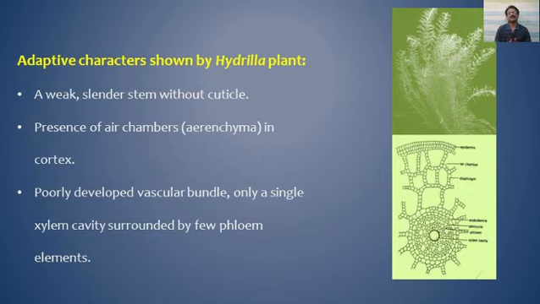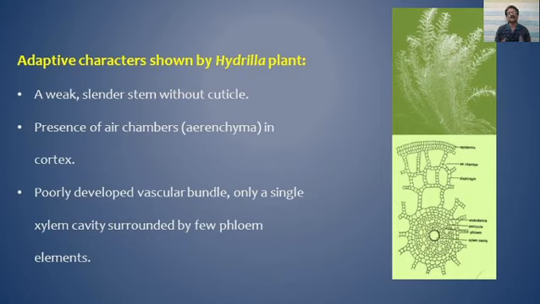Then another one, cuticle. Cuticle, no doubt, is required for mechanical strength, but it is also required for minimizing water loss. Now as the entire plant is present inside the water, there is no need of cuticle. So this is an adaptive feature.